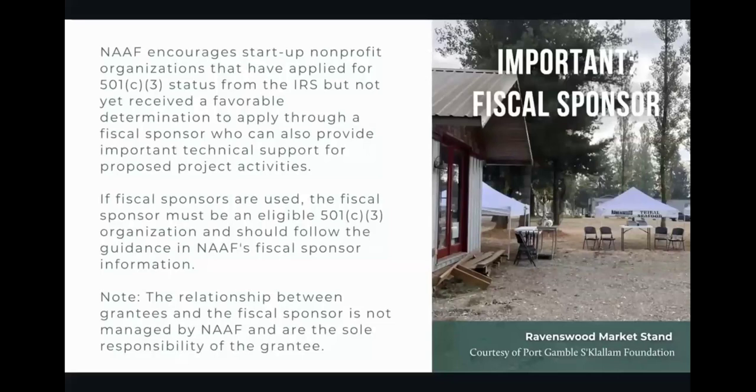Also noting, this is important for fiscal sponsors. So we encourage startup nonprofit organizations that have applied for your 501(c)(3) status from the IRS, but not yet received a favorable determination, to apply through a fiscal sponsor who can also provide important technical support for proposed project activities. If fiscal sponsors are used, the fiscal sponsor must be an eligible 501(c)(3) organization and should follow the guidance in our fiscal sponsor information. So the note I want to point out here is that when you go through our application process, we have documents listed that are very specific if you are utilizing a fiscal sponsor. So please refer back to that. We also have information on our website.